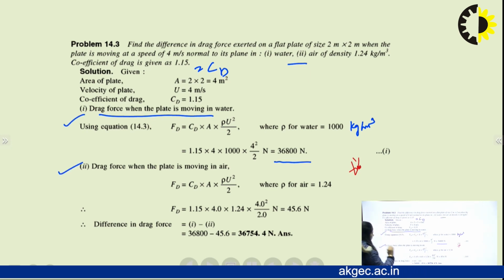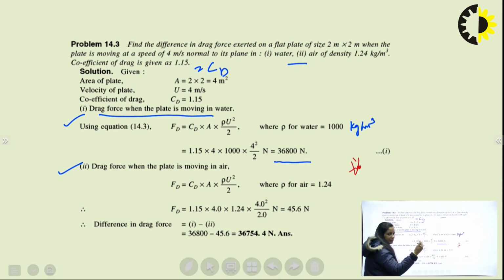Now the second question was the drag force when the plate is moving in air. When air is the media, we take the density of air, which is given as 1.24 kg per meter cube. So just apply the formula CD A rho U square by 2, where U is 4, CD is 1.15, area is 4. Just one parameter is changing here, that is rho, which for air is 1.24.